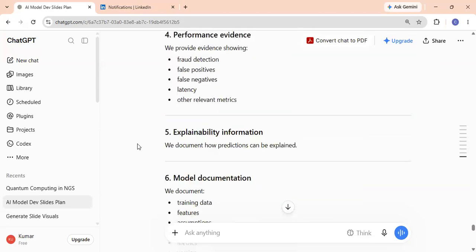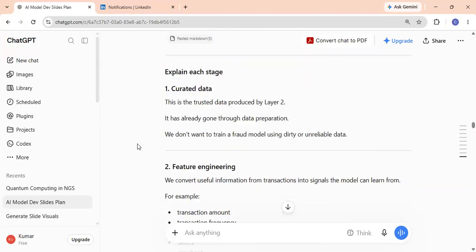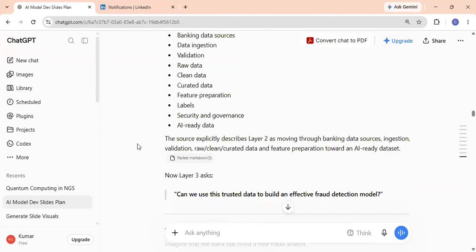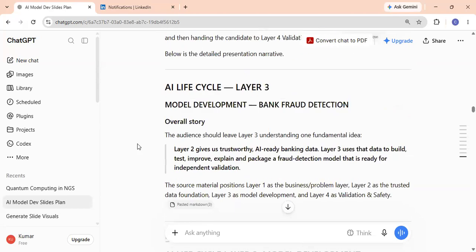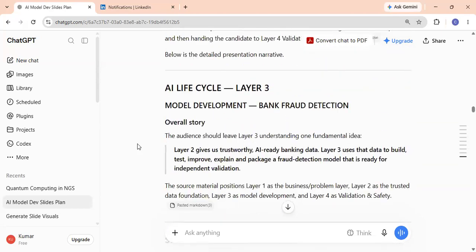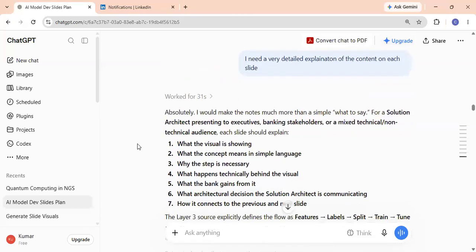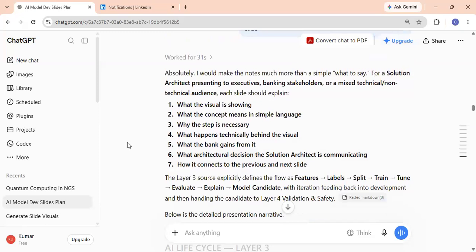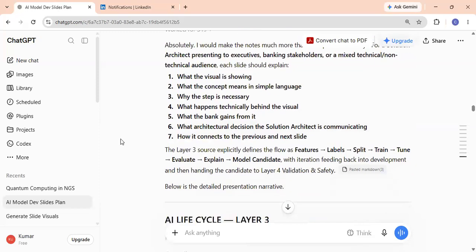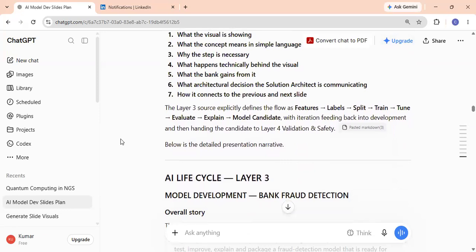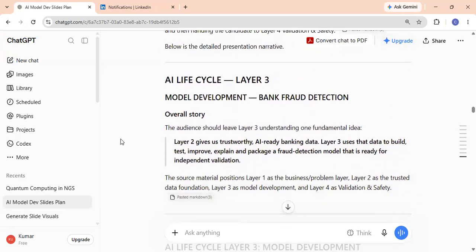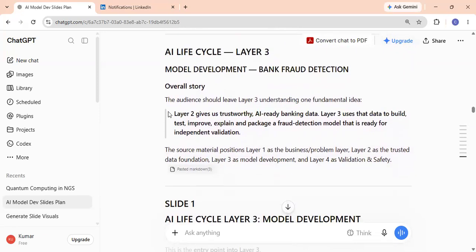Let us do one thing. Let us walk through this content also. This is the technical design side. The content here is as per my prompt. I needed a very detailed explanation of the content on each slide, I asked it. So what it says is, overall story: the audience should leave layer 3 understanding one fundamental idea.